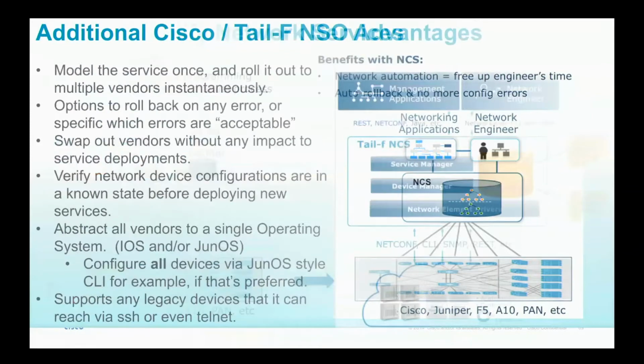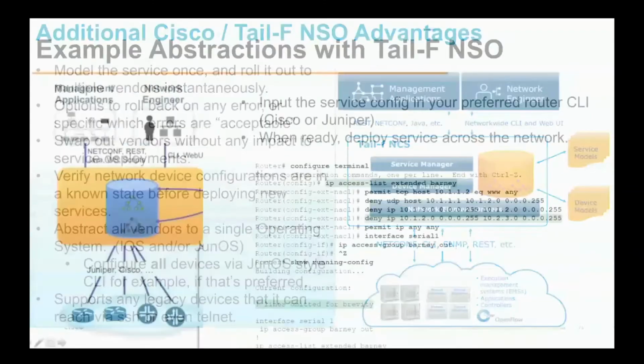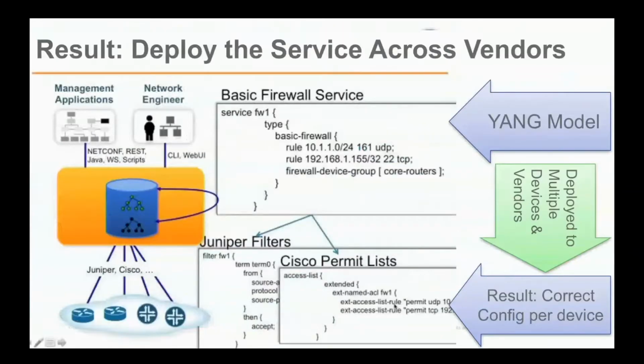Yeah, in this case, we design it once. So this is a Yang model, basic firewall. Got my rules, got my group, and I can push it down to whatever vendors you have in your network. And the other advantage of this is that, say you have a vendor that you don't like that much, it makes it that much easier to swap out for the vendor that you do like.